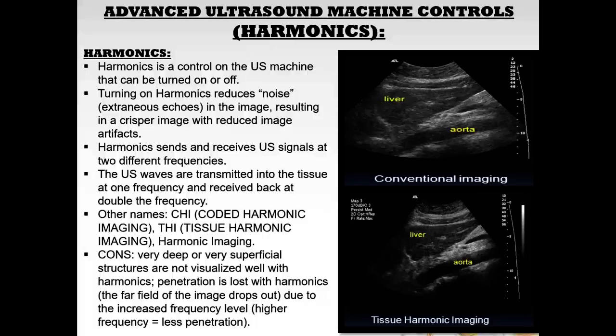There's several names for this. Most commonly, you guys will see CHI, coded harmonic imaging. This is simply the name for the GE machine. That's what we're going to be using in the lab, so that's why I teach you those abbreviations. You may also hear it called THI, tissue harmonic imaging, or simply just Harmonics. It's going to have a different name depending on what machine that you have, but the basic ultrasound control is the same.